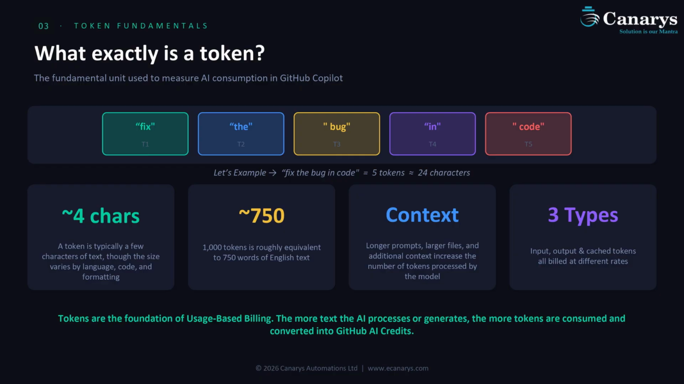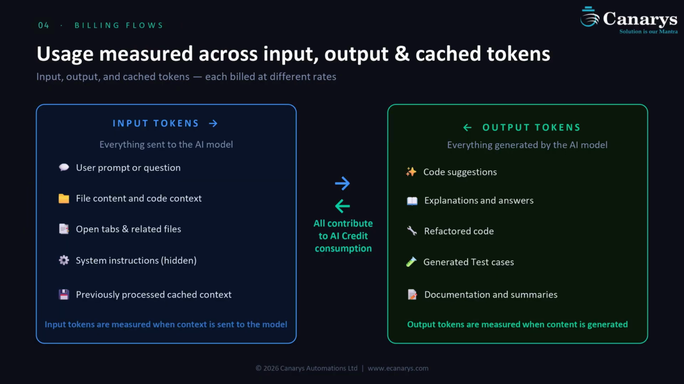Let's look at these token types in more detail and understand how each contributes to AI credit usage. Every Copilot interaction consists of three token types: input tokens, output tokens, and cached tokens. Input tokens include your prompt and the context sent to the model, while output tokens are the responses, code, or explanations generated by the AI. Cached tokens represent previously processed context that can be reused more efficiently. Together, these token types determine how AI usage is calculated and ultimately converted into GitHub AI credits.